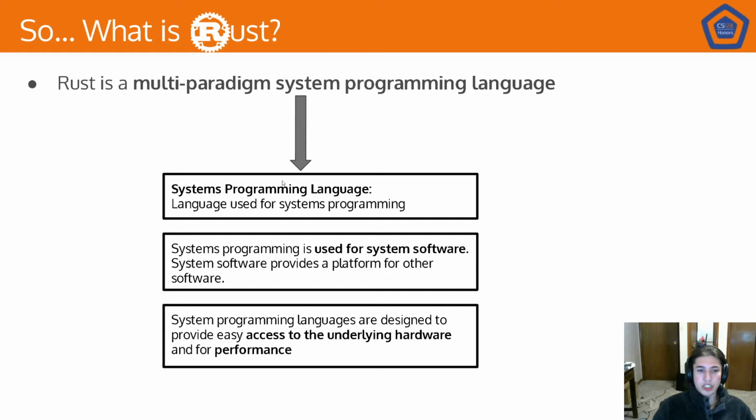System programming languages provide easy access to the underlying hardware and often optimize for performance. Another system programming language that many of you may know is C. C gives you easy access to allocating and deallocating memory. You can very easily reach the hardware layer, and C is very fast. Rust is also very fast. Rust also gives you access to the very, very low level, but it does it in a very safe way.